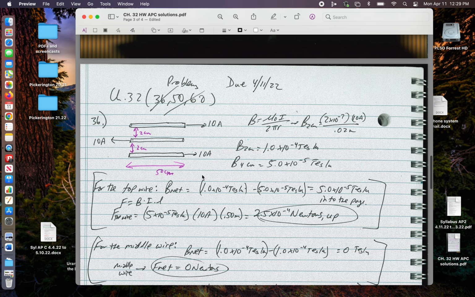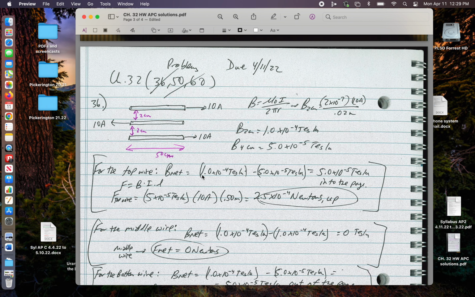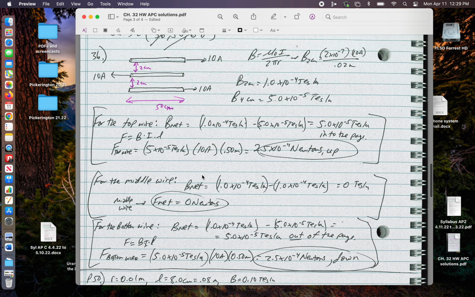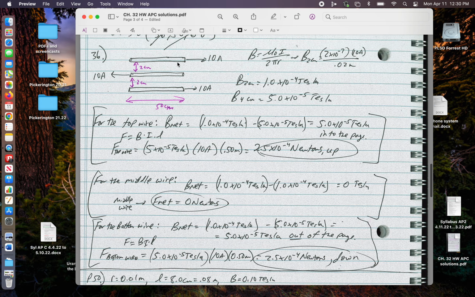Number 35, didn't do. Number 36, we talked about this one in class. Again, I may have solved this a little differently than some of you, but essentially what I want to do is figure out the field strength at the top, middle, and bottom wires, and then use that in the force formula. So to find the magnetic field strength at those points, I know that the other wires are either 2 centimeters away or 4 centimeters away.